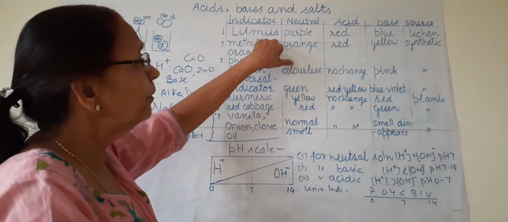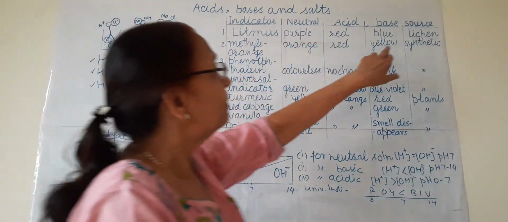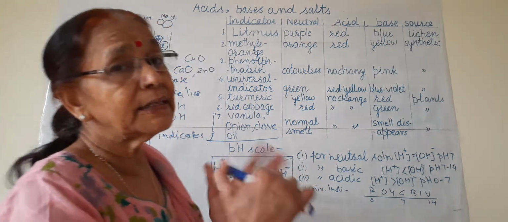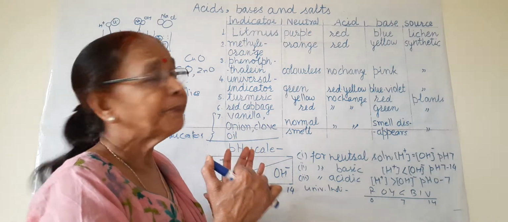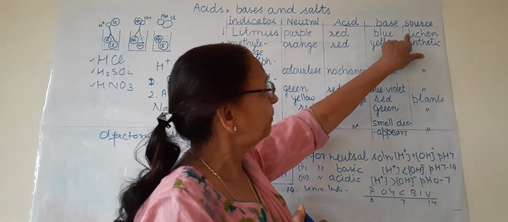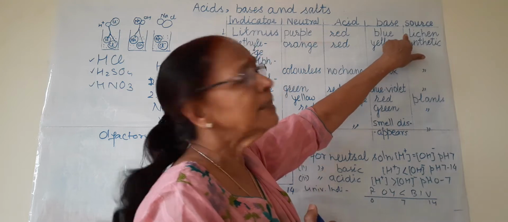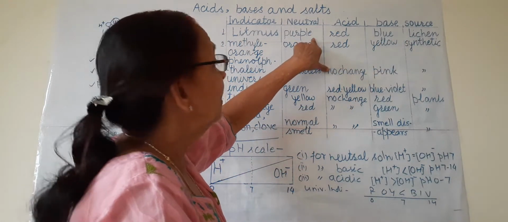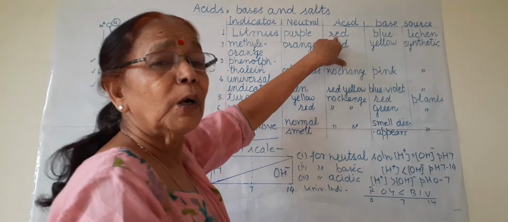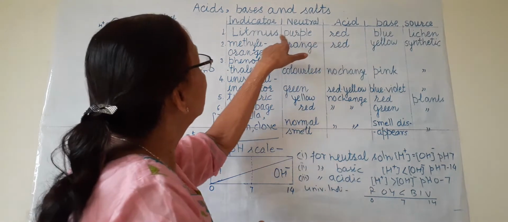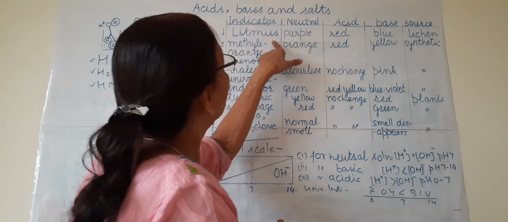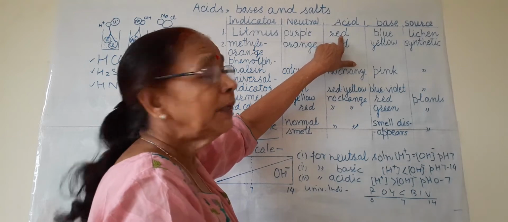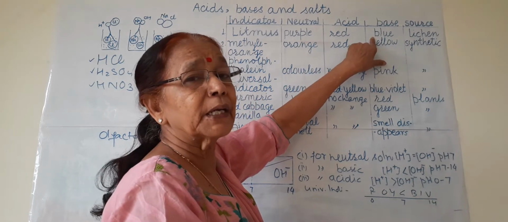Litmus, all of you know, it is produced from a plant known as lichen. Lichen is under Thallophyta. It is a mixture of algae and fungi. I think you know lichen. So lichen is purple in color. When it is neutral, it is purple in color. When acids are put on the paper which is impregnated with this litmus dye, acids become red, but the bases become blue.